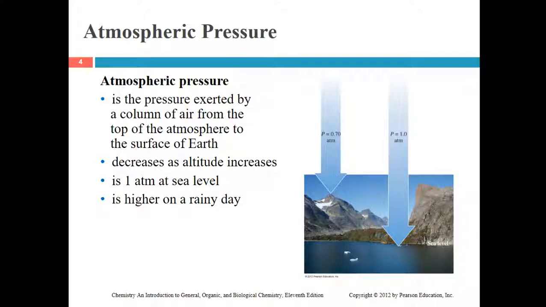So atmospheric pressure is the pressure exerted by the column of air from the top of the atmosphere to the surface of the earth. As we go higher and higher on a mountain, you will notice that the atmospheric pressure is going to decrease. So at the top of this mountain here, the pressure is 0.70 atm. It's less than 1. Whereas here, let's assume that this is right at sea level, even though I haven't been to too many seas that have a mountain right by it, at sea level it is 1 atmosphere of pressure.